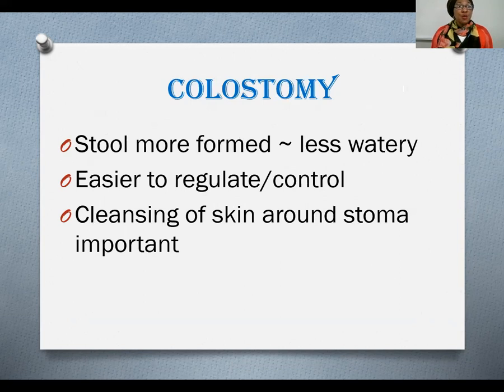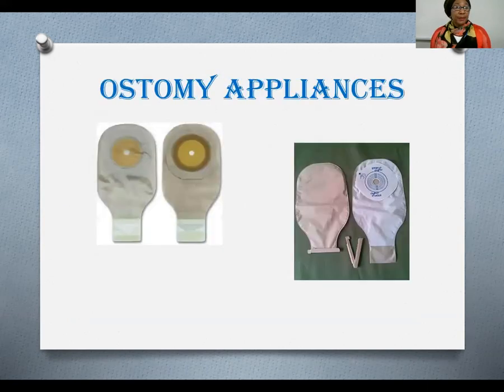With a colostomy, the stool is more formed and less watery because the small intestine has absorbed a lot of liquid by then. It's easier to regulate and control, and cleaning of skin around the stomach is very important. So for both the ileostomy and the colostomy, cleaning around the skin is really very important.